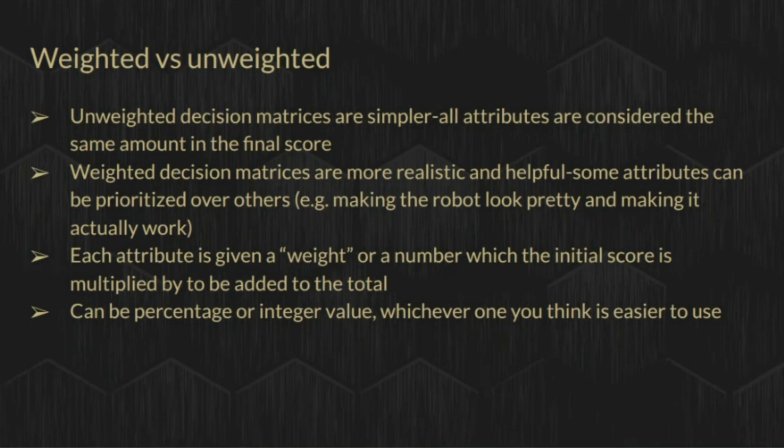How weighted decision matrices work is that each attribute is given a weight based on how important it is, and this can be either an integer or a percentage, whichever you find more intuitive, and then just the score for each potential solution is multiplied by the attribute's weight before it is added to the total.